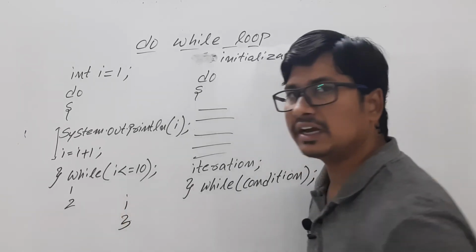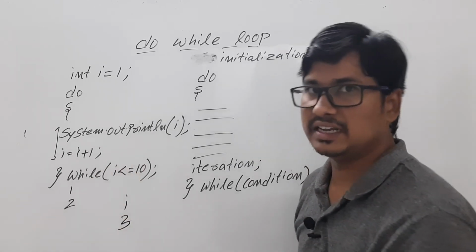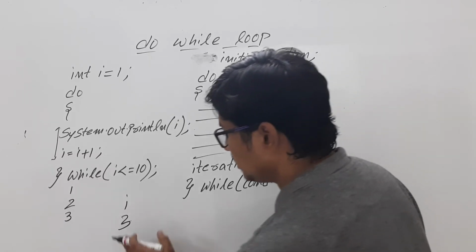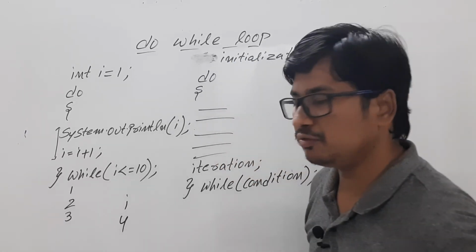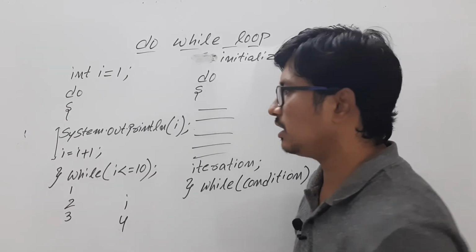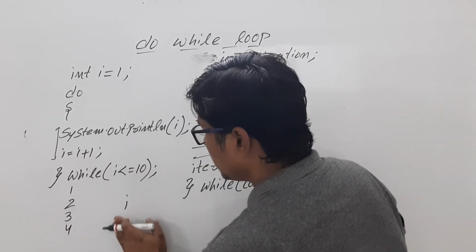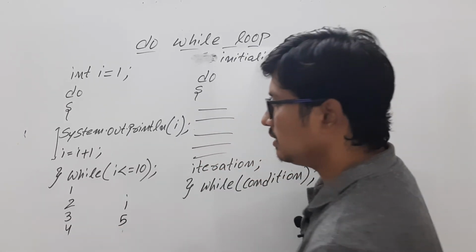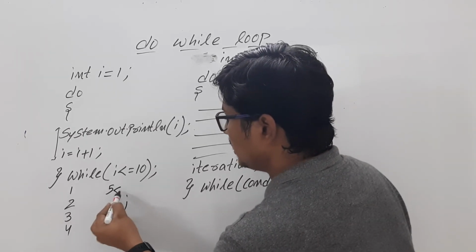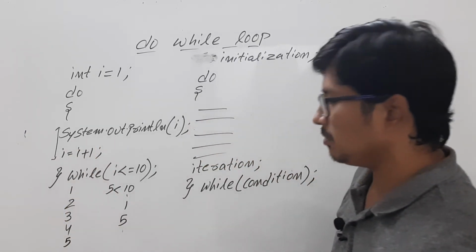Now you will verify the condition. Is 3 less than or equal to 10 or not? Yes, 3 is less than or equal to 10. Again the statements will be executed. The i value will be printed as 3. Then the i value will be incremented to 4. Again you will verify the condition. 4 is less than or equal to 10. Yes, the condition is true. Again the statements will be executed. The i value will be printed and updated to 5. Then again you are verifying the condition. The condition is true because 5 is less than 10. Again the statements will be executed. The i value will be printed as 5.